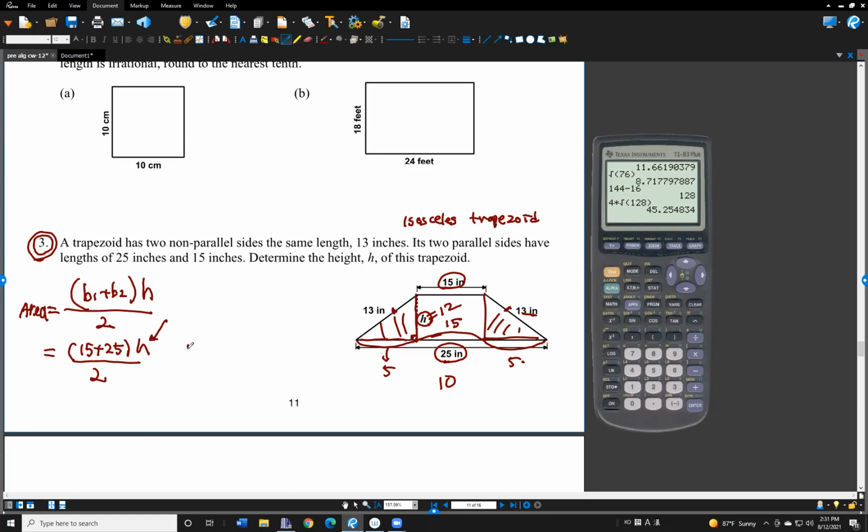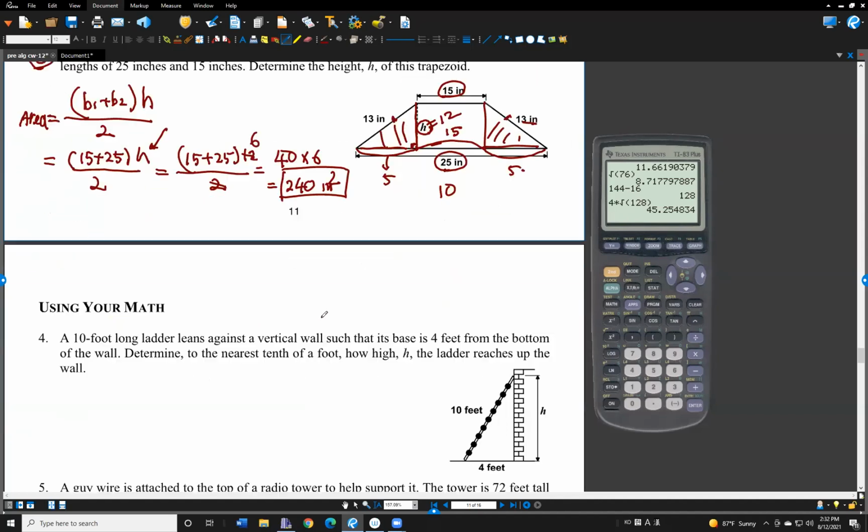This is now 13, no, 12, right? 15 plus 25 times 12 over 2 is the area of that trapezoid. 15 plus 25 is 40. This one you can divide by 2, this is 6. So 40 times 6 is what? 240 square inches, the area of that trapezoid. Are you guys with me? Yeah. I believe so, okay.